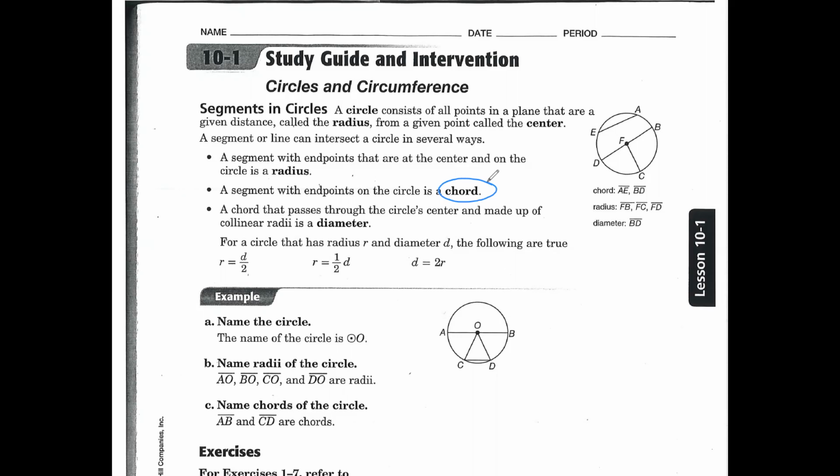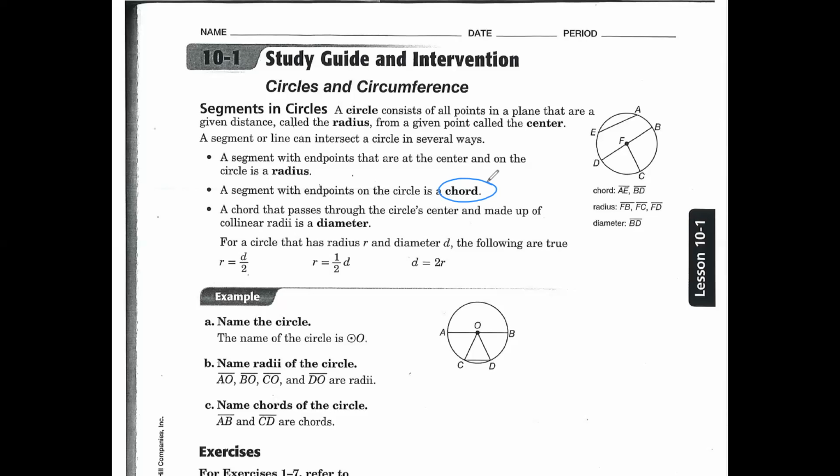FC could act as a radius. It's that same distance all the way around. So every single point is equal distance away from the center. Then we have, again, the radius. The actual definition of a radius is the segment with endpoints on the center and on the circle.